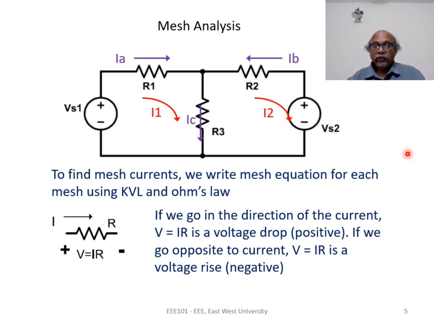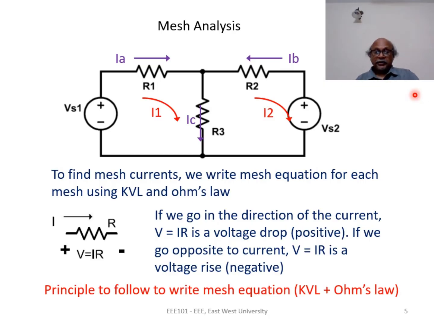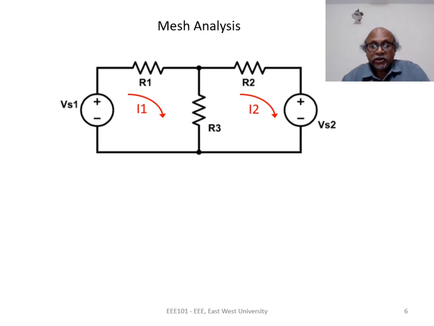In mesh analysis, we will always write KVL by going in the direction of the current. So the voltage across resistance V equal to IR will always be a drop, hence positive. We will not consider voltage rise or negative voltage across resistances in mesh equations. This is the principle that we will follow in writing mesh equations, which is based on KVL and Ohm's law. Now let's look at the two meshes of this circuit and write mesh equations.